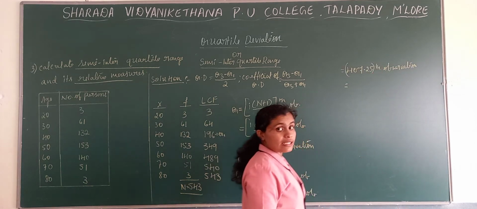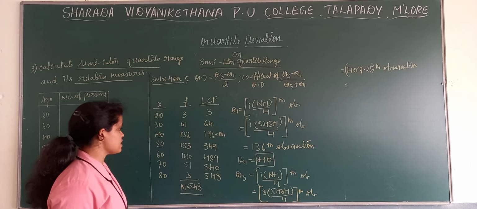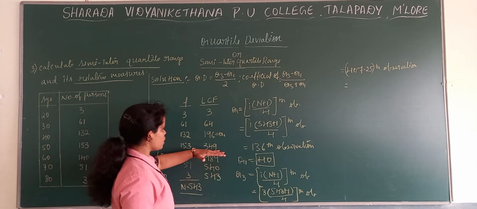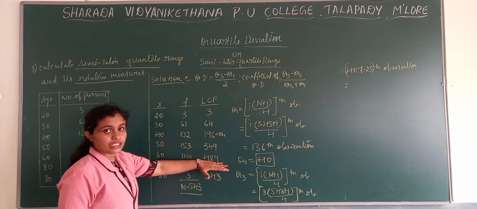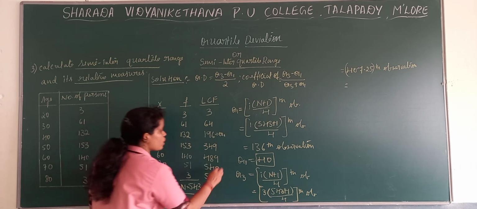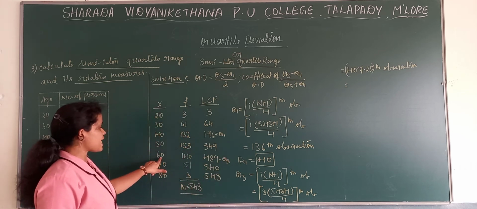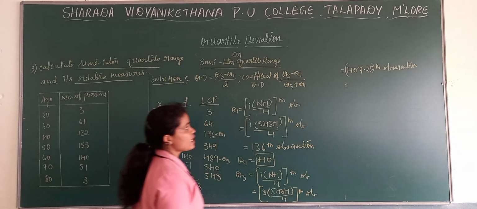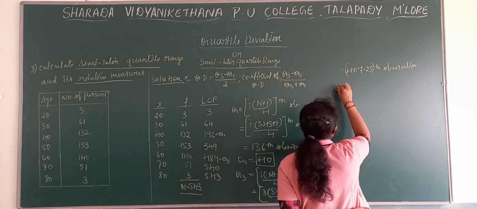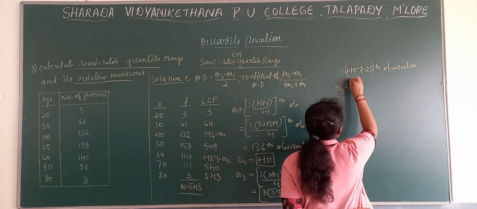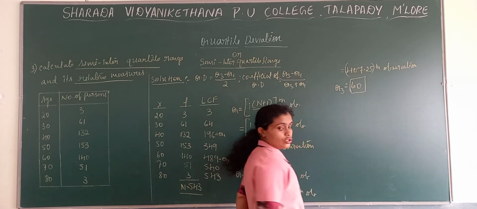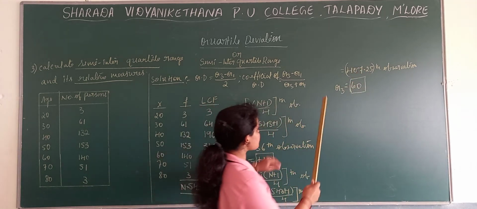Now check that 407 in LCM. Where will 407 fall? It will fall under 489. See, the corresponding x value is 60. Corresponding x value is 60. So Q3 is 60. Your Q3 value is 60 there.